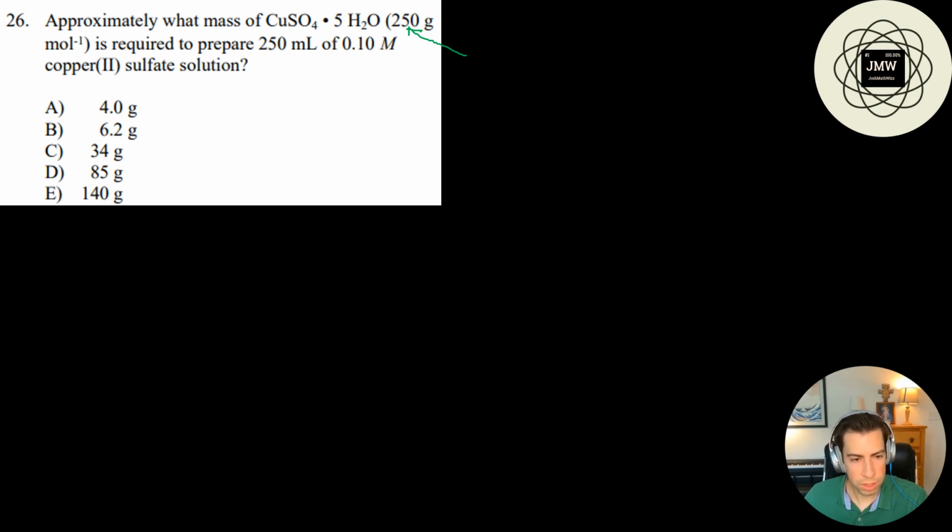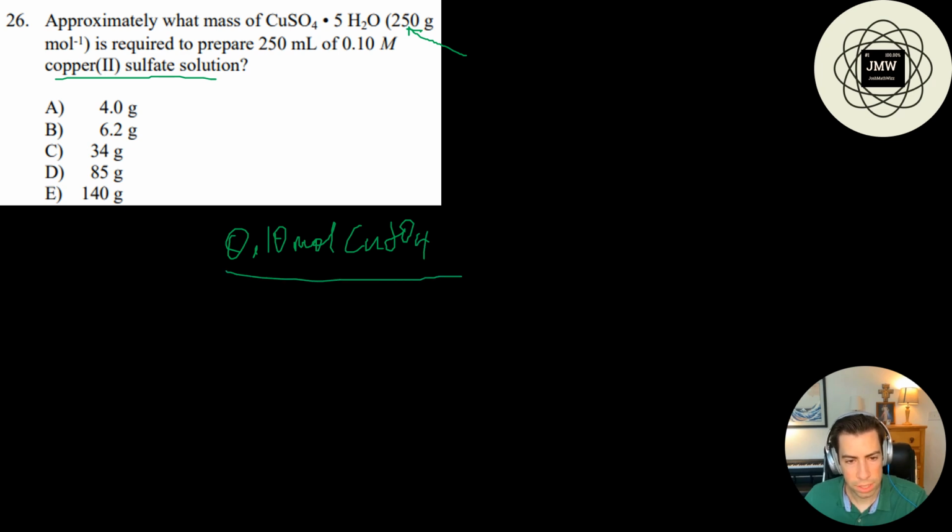Okay, so we want to figure out how much is required to prepare 250 milliliters of 0.10 molar copper 2 sulfate solution. So let's go on ahead and figure this one out. The 250 milliliters is not too relevant for us, right? Well, actually, yes, it is. I want to figure out how many moles of copper sulfate are required. So I'm going to have 0.10 moles of copper sulfate. Now remember, whenever I put this thing in solution, I'm going to lose these waters. These waters are just going to be water molecules, so I'm going to lose those.